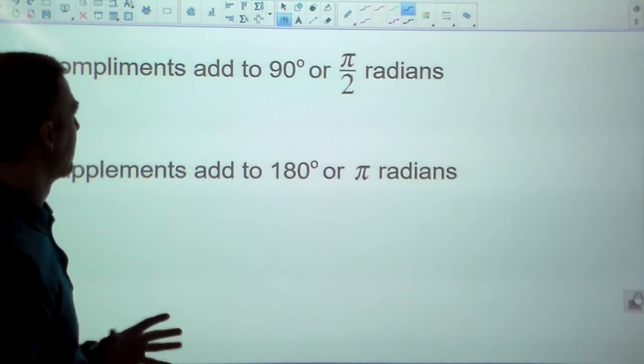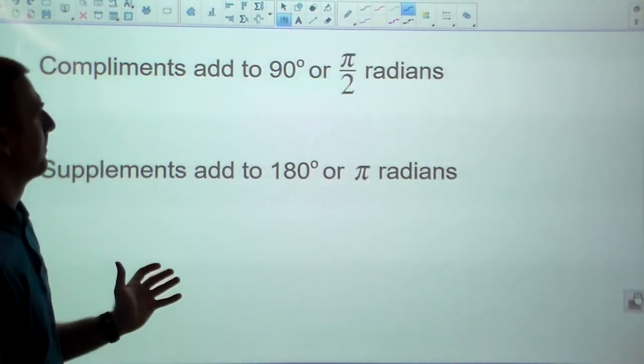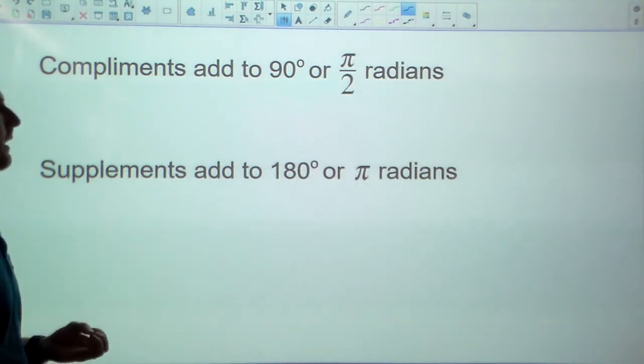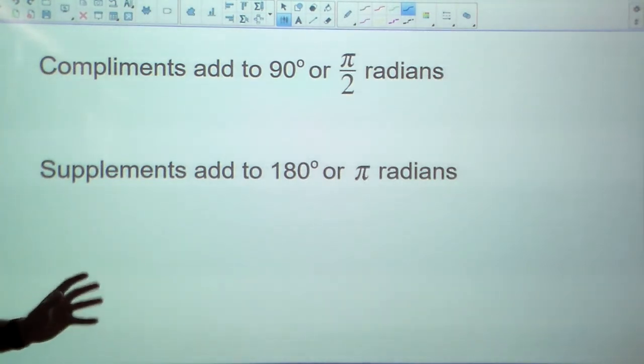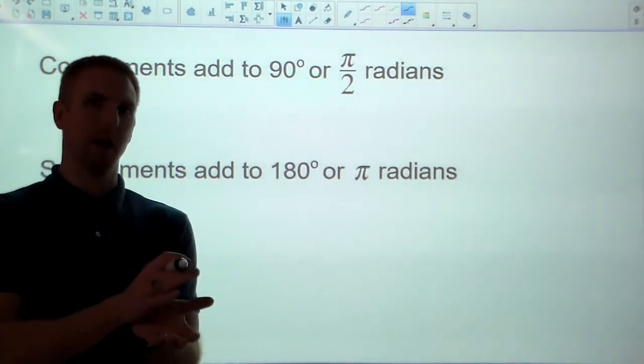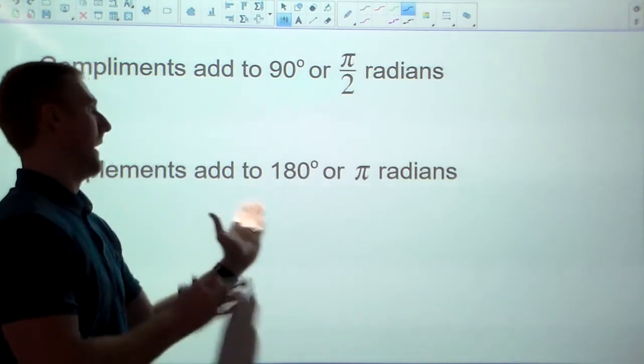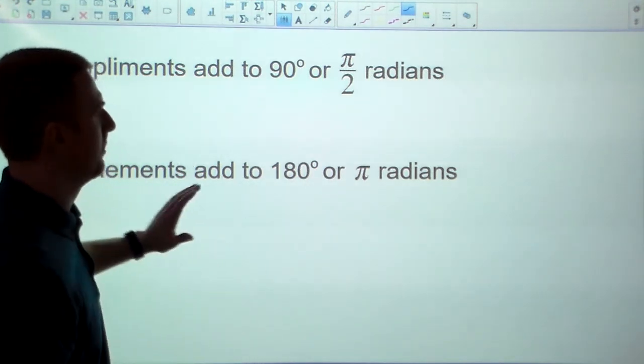Last thing for today is complements and supplements. Just remember, complements add up to 90 degrees or pi over 2 radians. Supplements add up to 180 degrees or pi radians. So that's when you have 2 angles together. If 2 angles add up to 90 degrees or pi over 2 radians, they're complements. If they add to 180 or pi radians, they are supplements of each other.